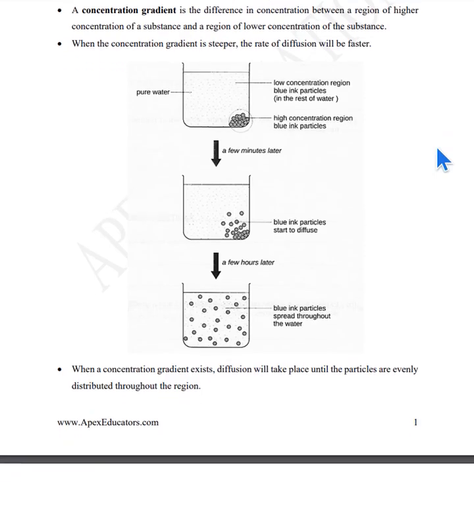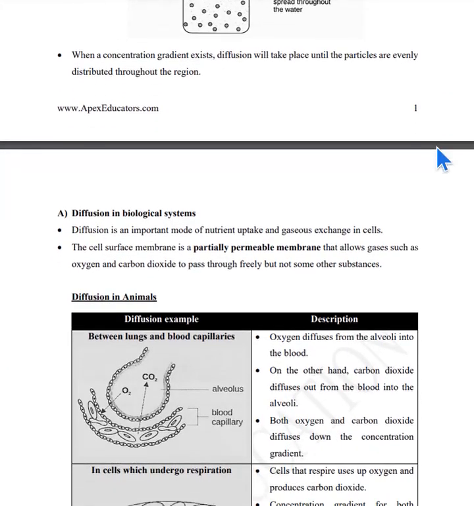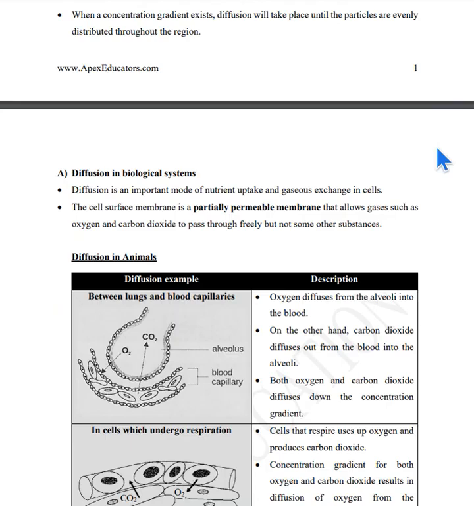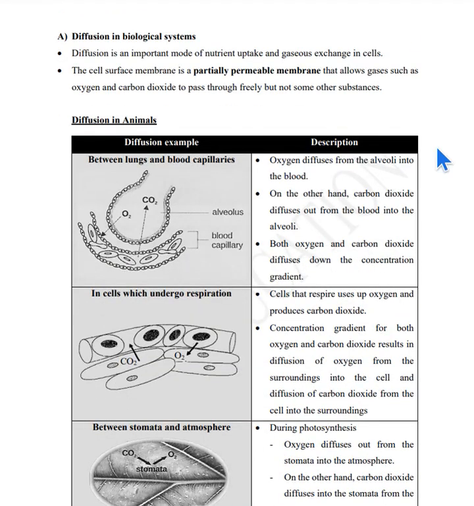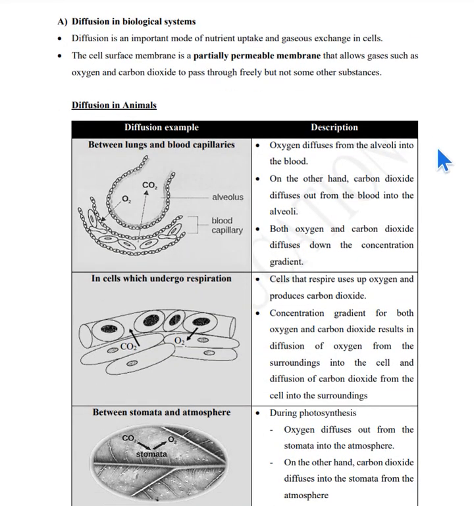It is basically the difference in concentration between a region of higher concentration of a substance and a region of lower concentration of the substance. When the gradient is steeper, the rate of diffusion will be faster. And when it exists, diffusion will take place until particles are evenly distributed throughout the region. You also need to tell me that the cell surface membrane is a partially permeable membrane that allows gases such as oxygen and carbon dioxide to pass through.